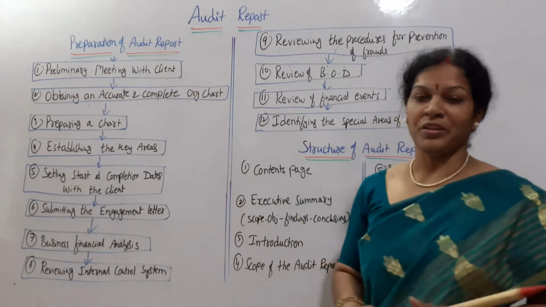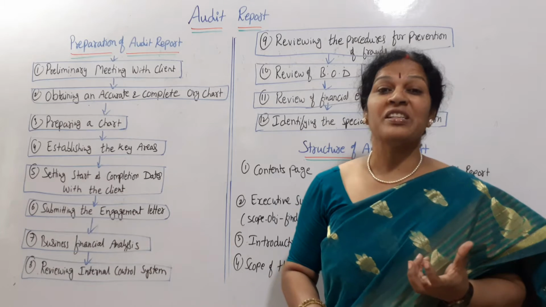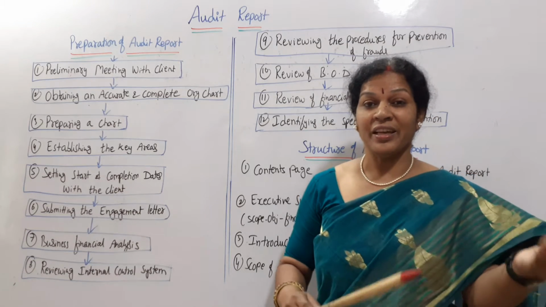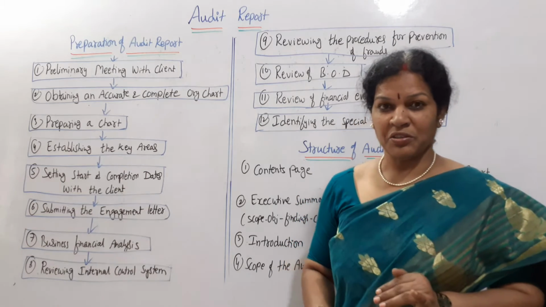So, preparation of audit report. How to prepare the audit report? For preparation of the audit report, there are 12 steps. Each and every step the auditor has to consider. Then only he is going to prepare the audit report.